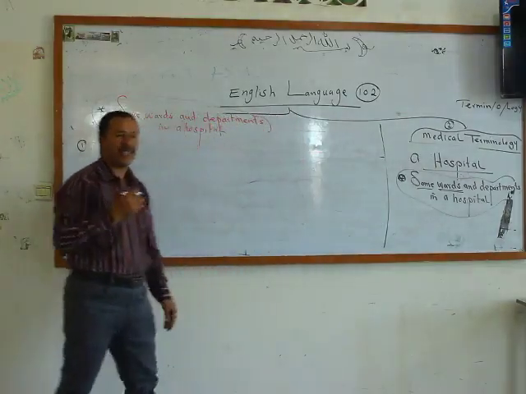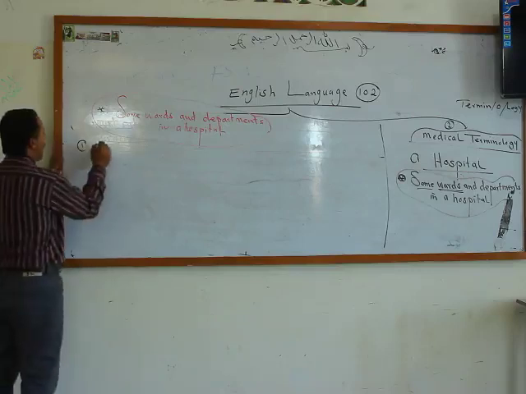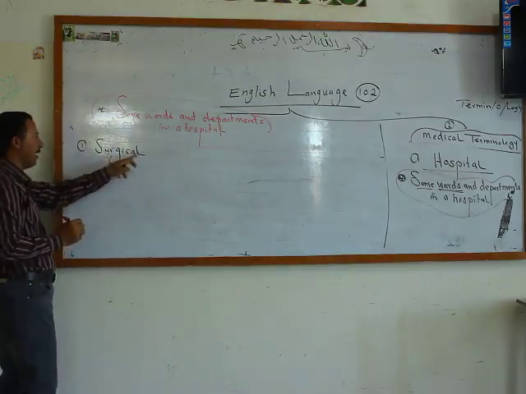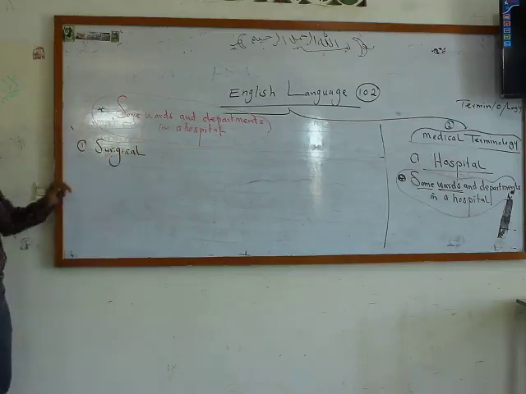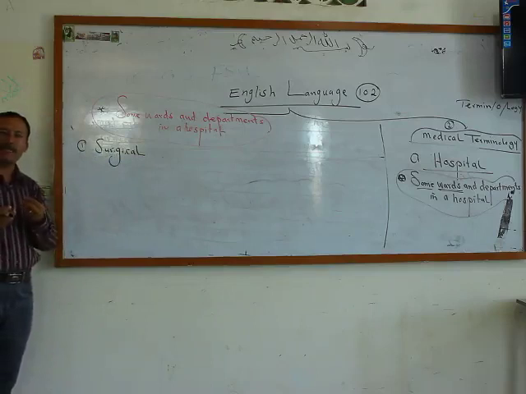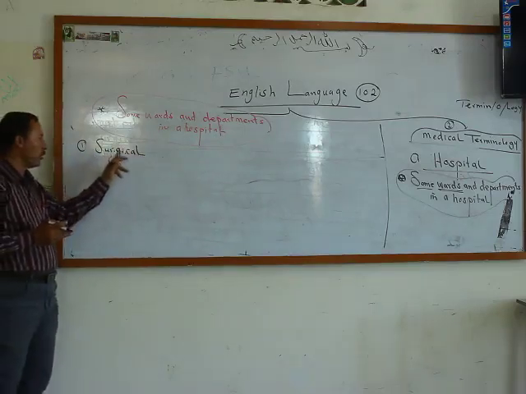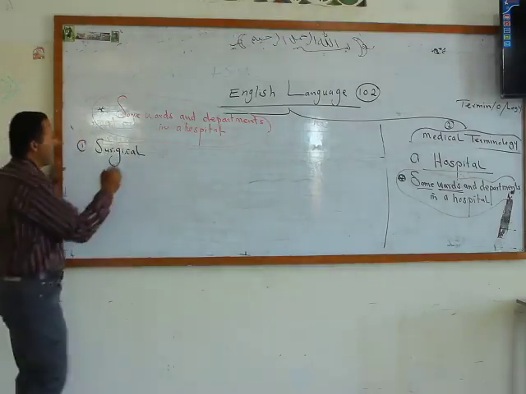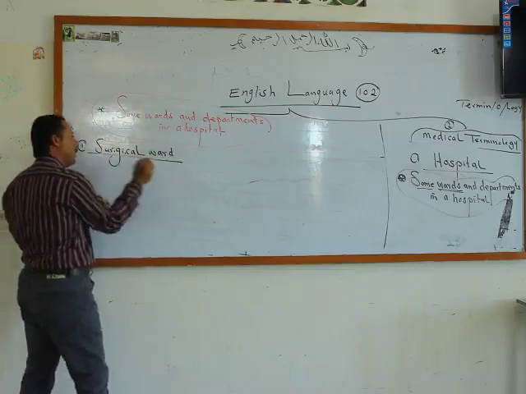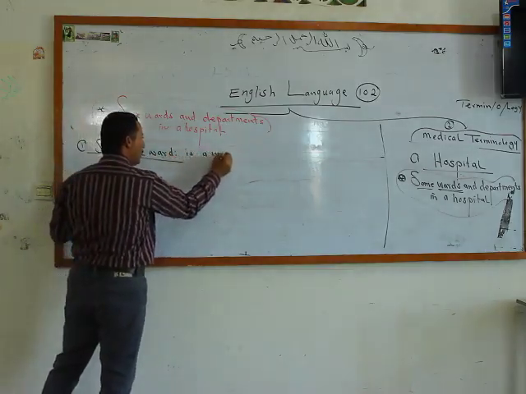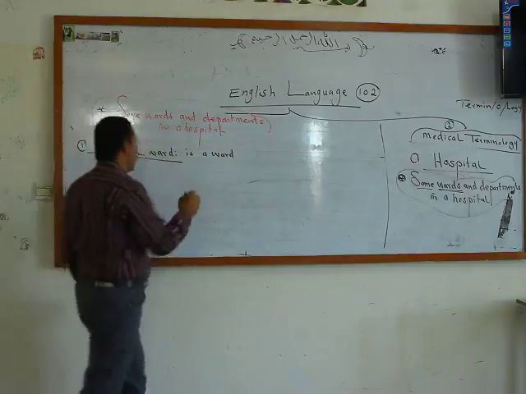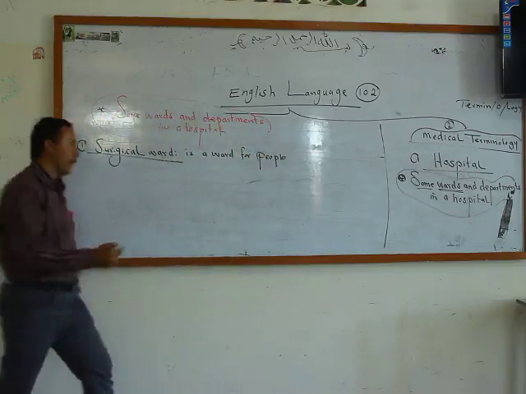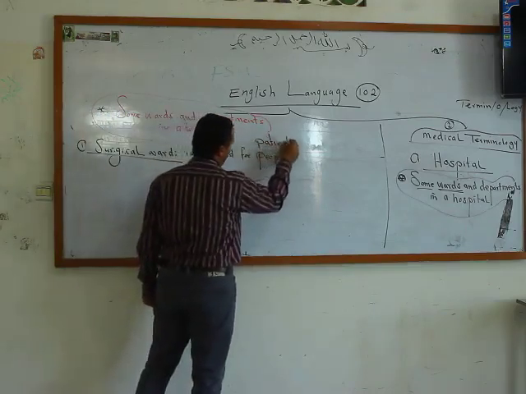Rooms like, for example, an anesthetic room or operation room. Here number one we're talking about surgical. Why did I put dots here? To divide the word into syllables. Surgical ward. What is it? A surgical ward is a ward for people. People here means patients, but it means patients in general.